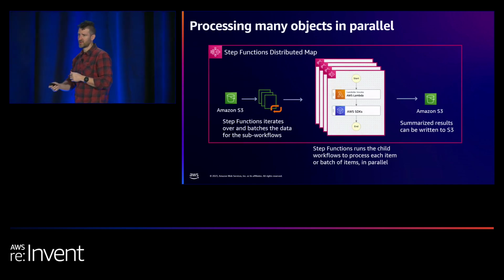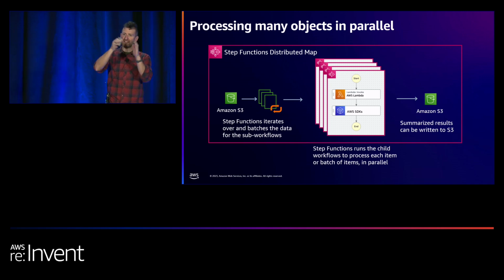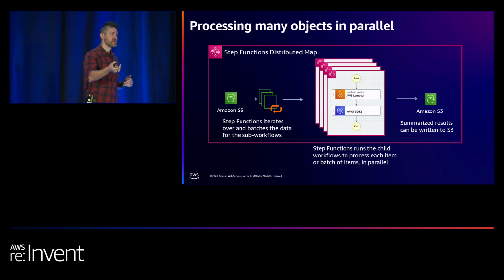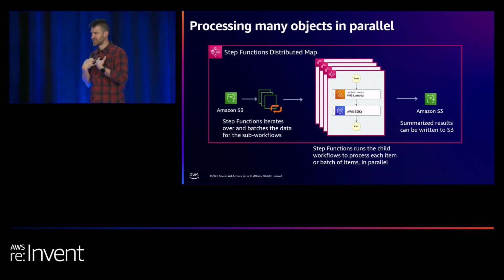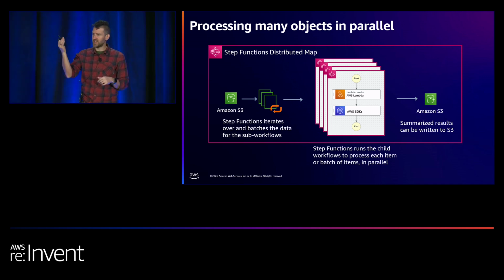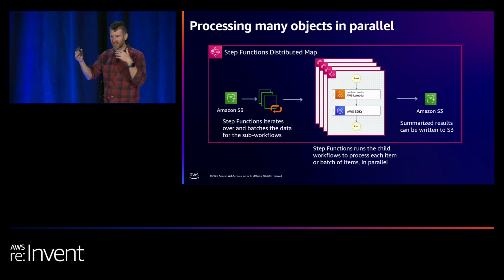So Distributed Map is that serverless solution I alluded to earlier. It allows us to iterate over objects in S3 and then run a child Step Function workflow for each one of those objects or a batch of those objects. We can then summarize those results into S3. If you think about this as a developer, all you need to do is think about that child workflow that is going to process a single one of those objects. And then you let Step Functions Distributed Map take care of the scaling, all of that distributed processing, that coordination.